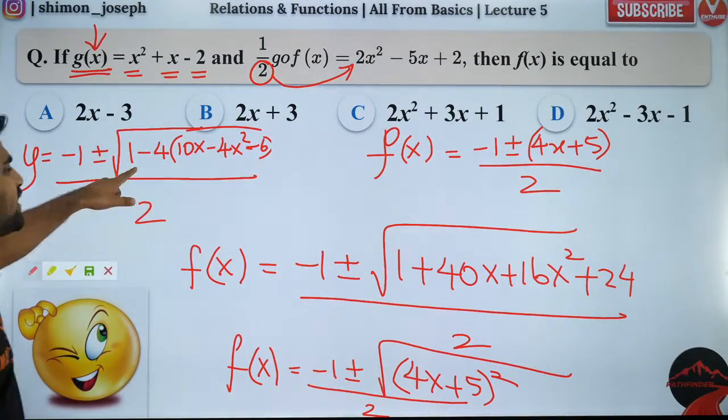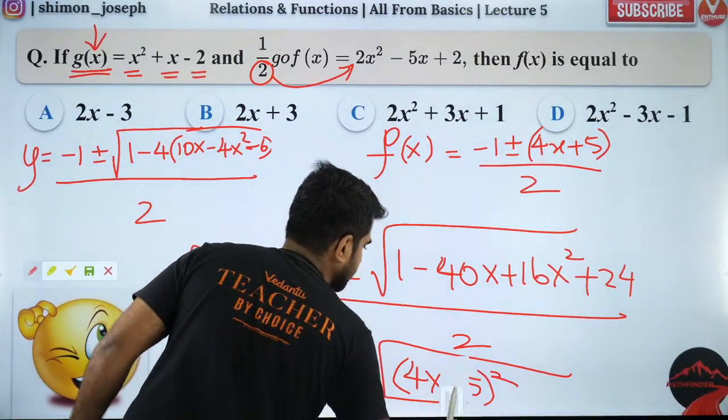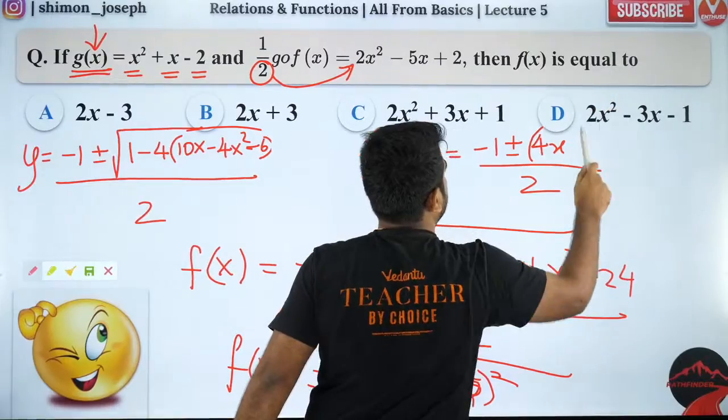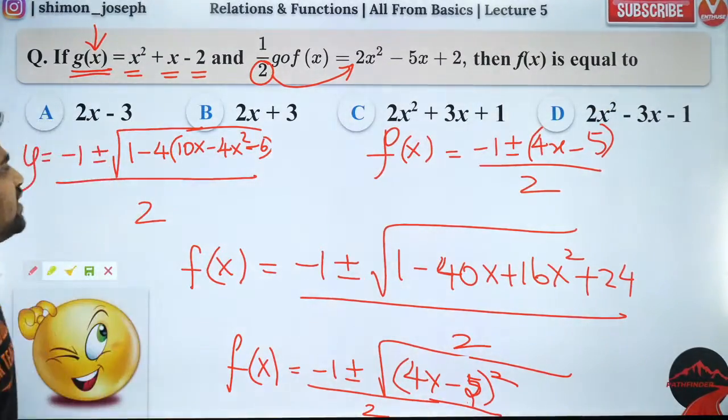Is it minus 40x? Okay guys, then it will be minus 40, then it will be 4x minus 5. Yes Sanvi, you are right. So it will be 4x minus 5. You guys can check it now. What will be the answer? I think option A will be the answer.